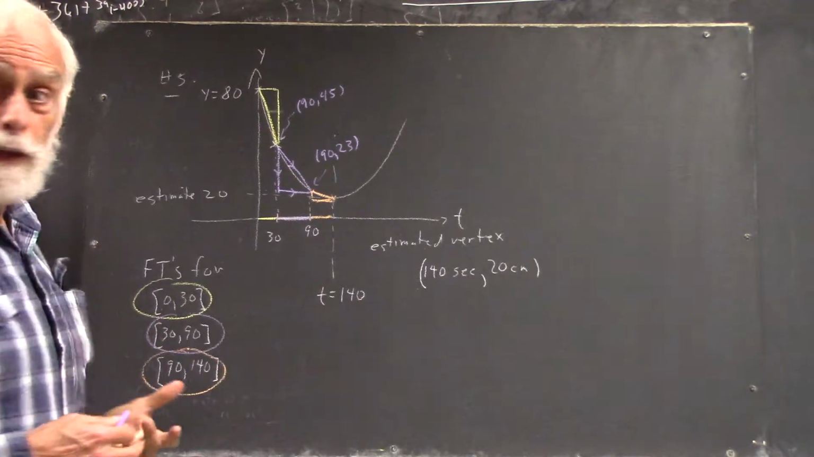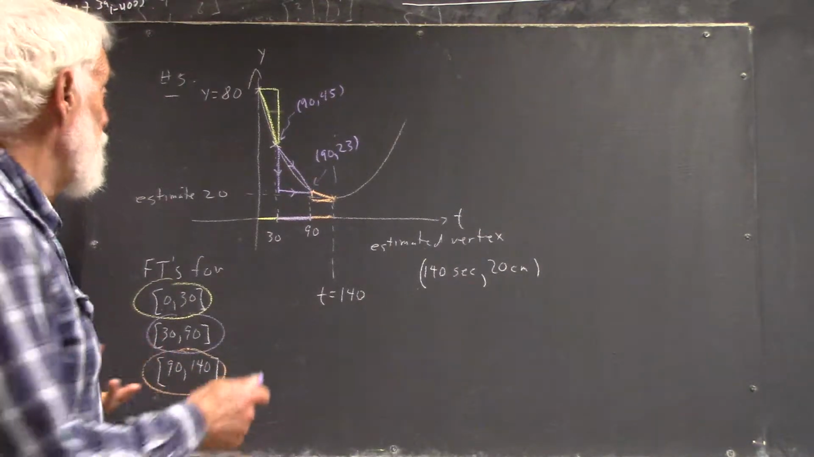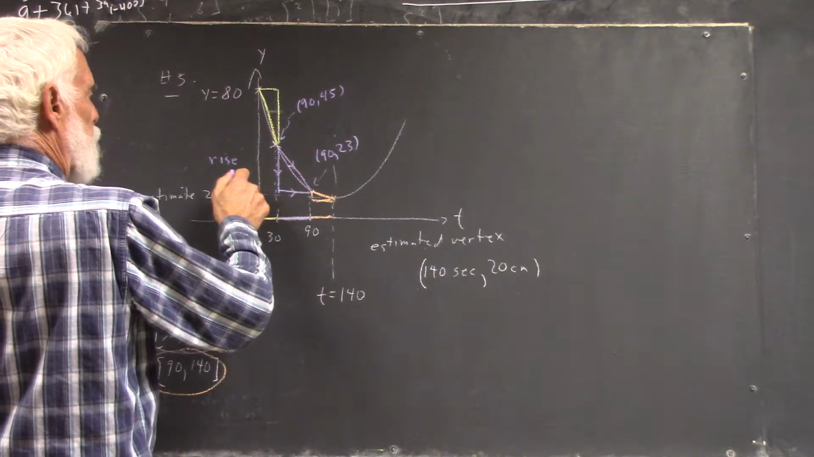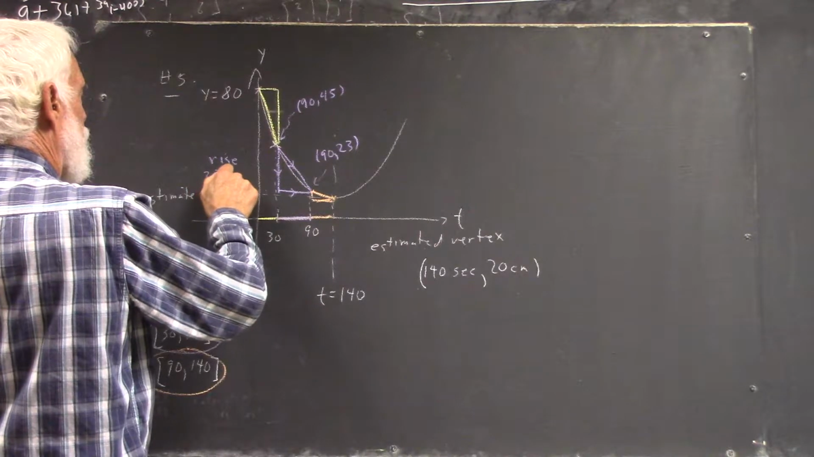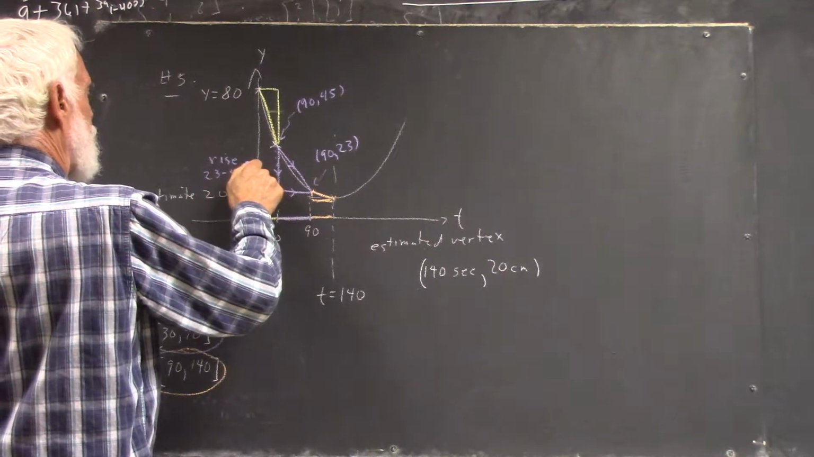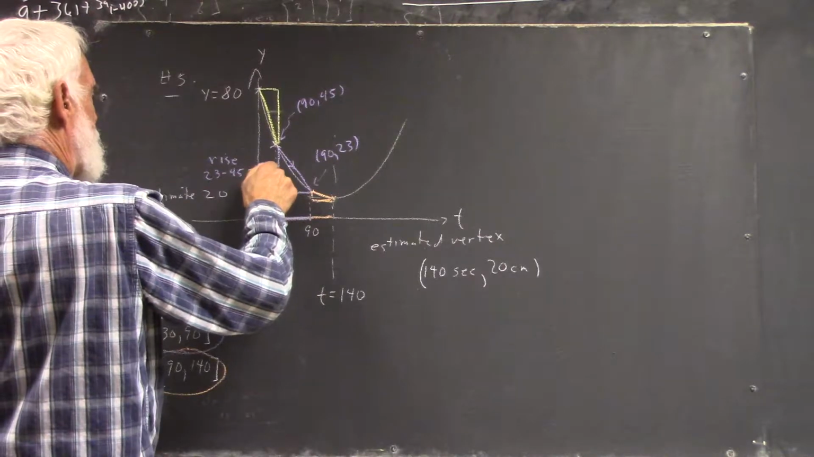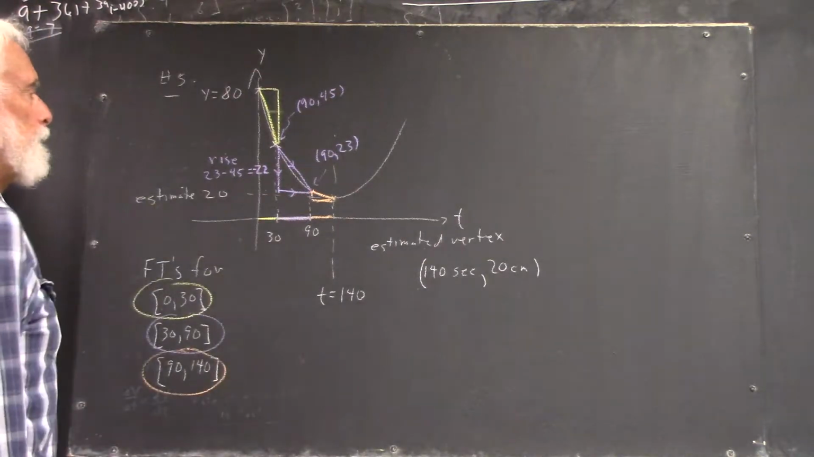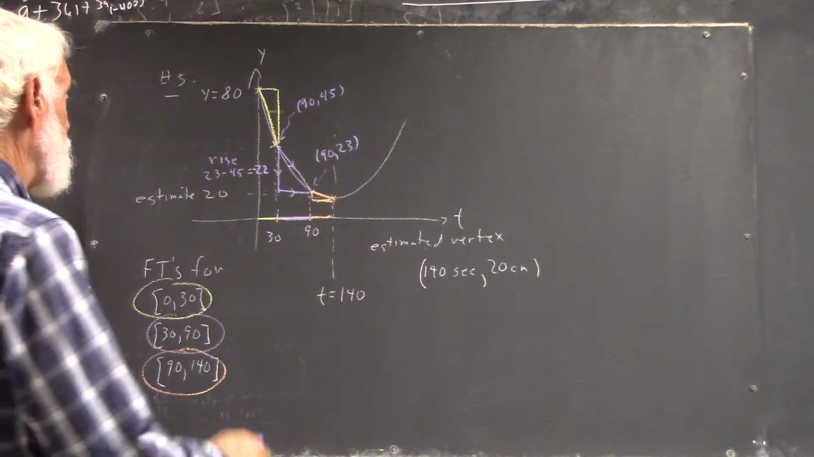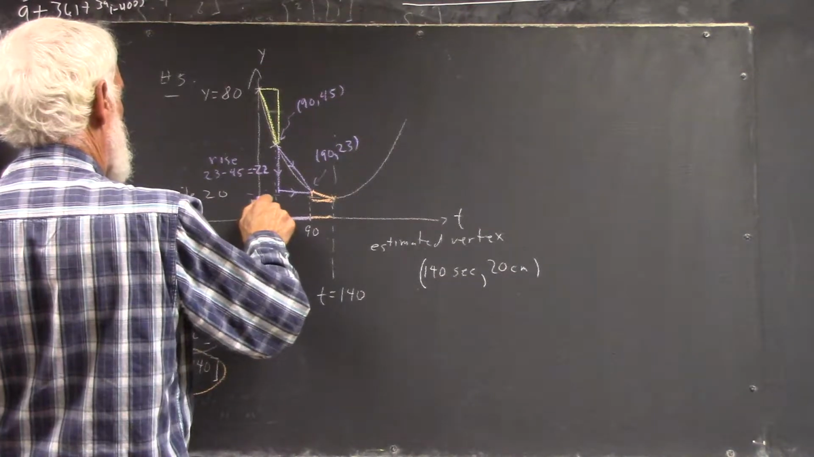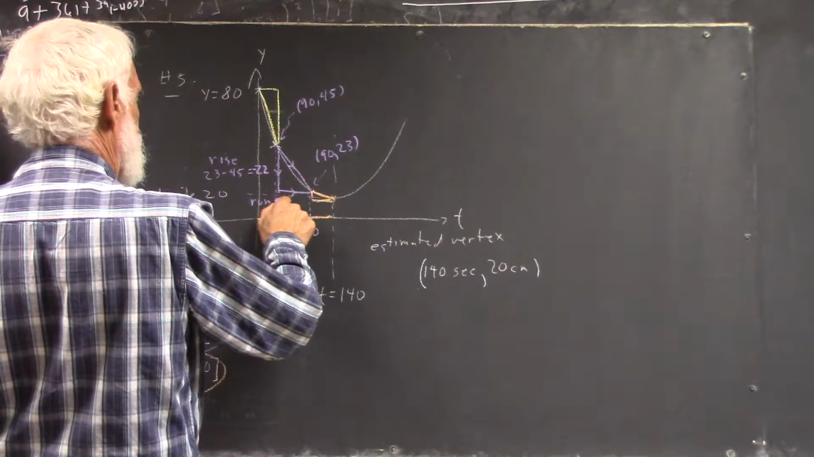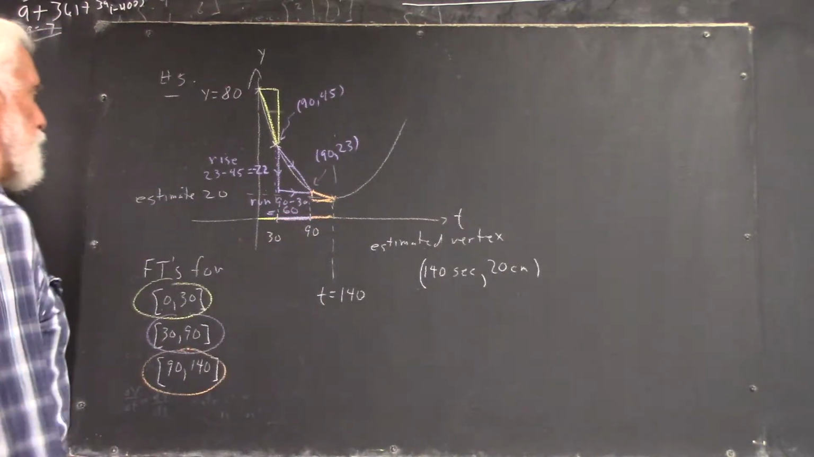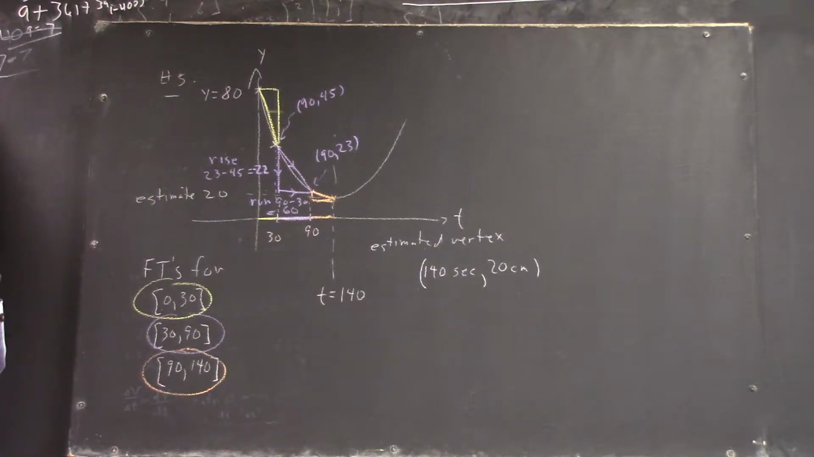So then what are you going to do? Well, you're going to label this triangle, okay? So you're going to say the rise is 23 minus 45, which equals negative 22. Right? And the run is 90 minus 30 equals 60. Okay?